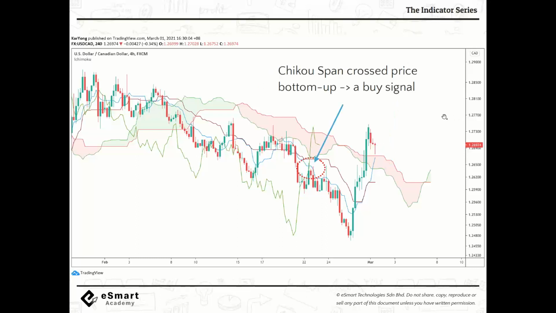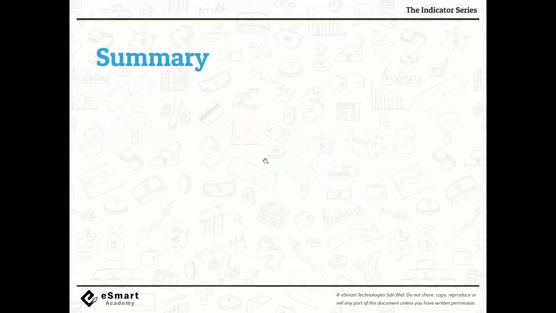And the last step, of course, is to wait for the Chikou Span to cross above the price. Of course, right now it has done it. So I'll show you some live chart examples so that we can practice on it.